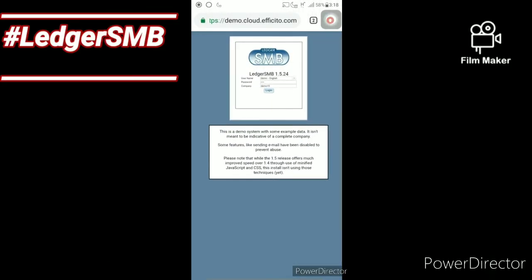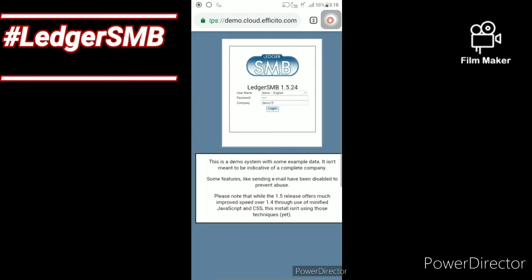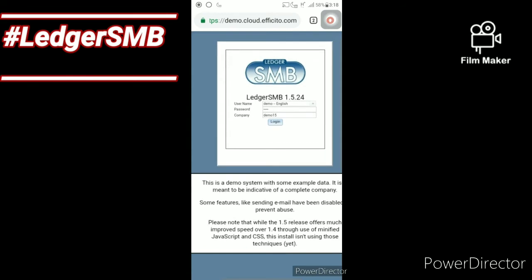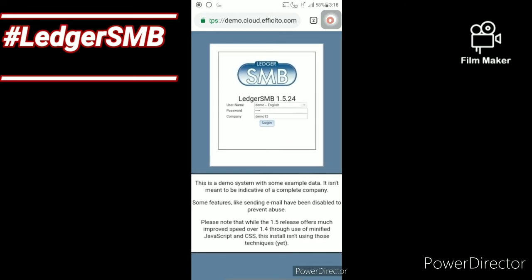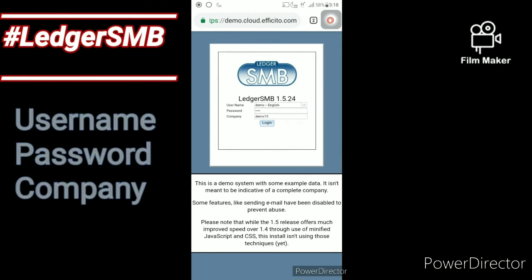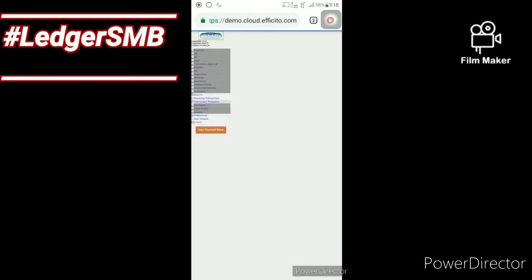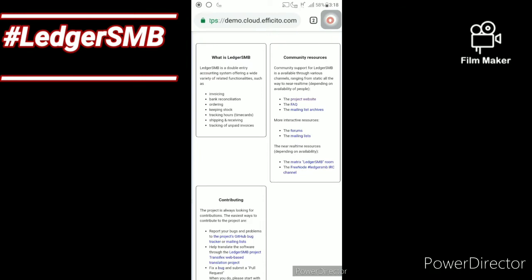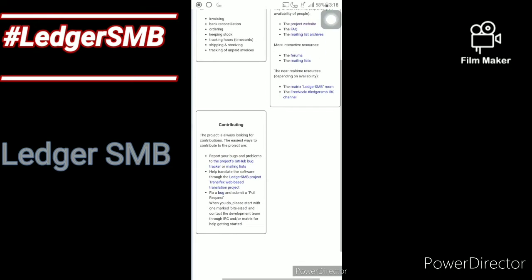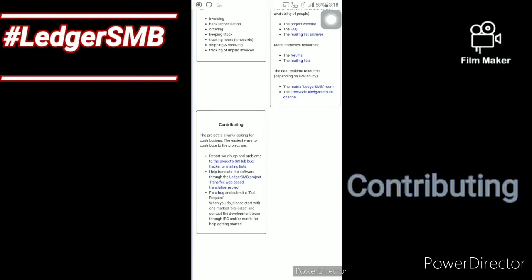This is a demo system with some example data. So the demo of Ledger SMB online is free. So the username, password, and company name are entered. Inside Ledger SMB, you will immediately see the definition of Ledger SMB, community resources, and contributing.